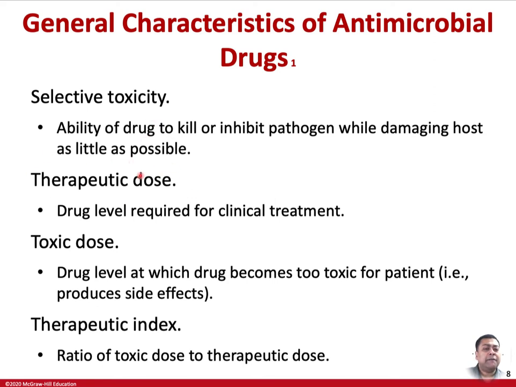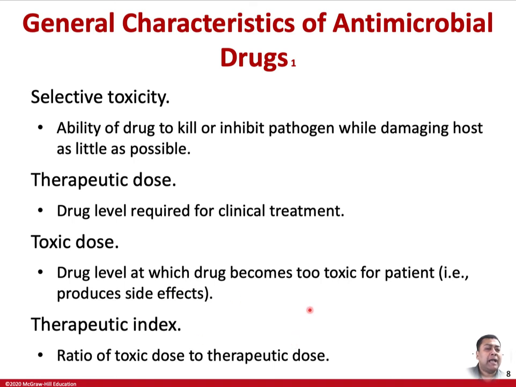The next definition, therapeutic dose, is the drug level required for the clinical treatment of the disease. Another is the toxic dose, which is the drug level at which the drug becomes too toxic for the patient or produces side effects. Then we have a specific index, which we call the therapeutic index, or TI. This is the ratio of the toxic dose to the therapeutic dose. So this index is very important.